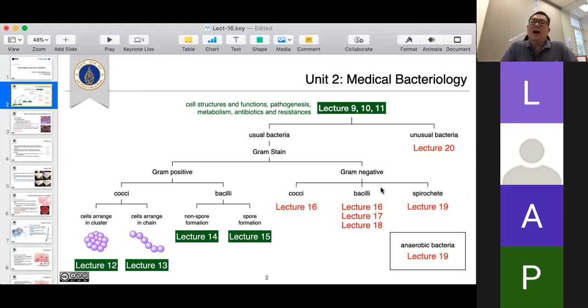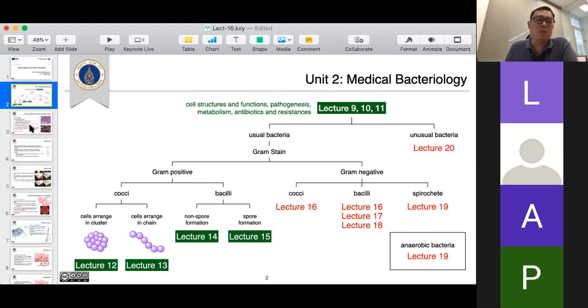This is the hardest group of medical bacteriology, bacilli, gram-negative, because they have a lot. You probably need to think about so many bacteria that you're quite familiar with. For example, Salmonella, Shigella, Escherichia, Pseudomonas, Vibrio, Proteus, Klebsiella, a lot more. Ralstonia, Burkholderia. So that's quite a lot. So in this lecture, we will start with cocci first.